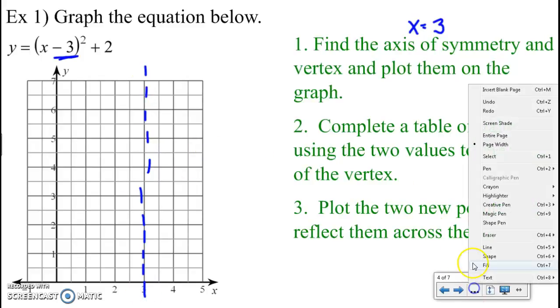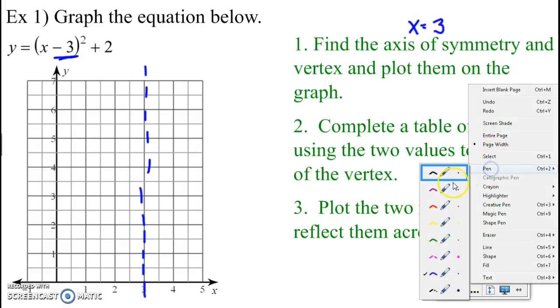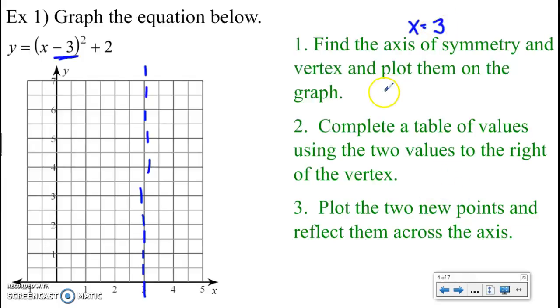Okay, the vertex is also really easy to find here. So remember that number from our axis of symmetry is going to stay the same. And then this number here is going to be our y value. So I have the point (3, 2) for our vertex. So that's our first step.